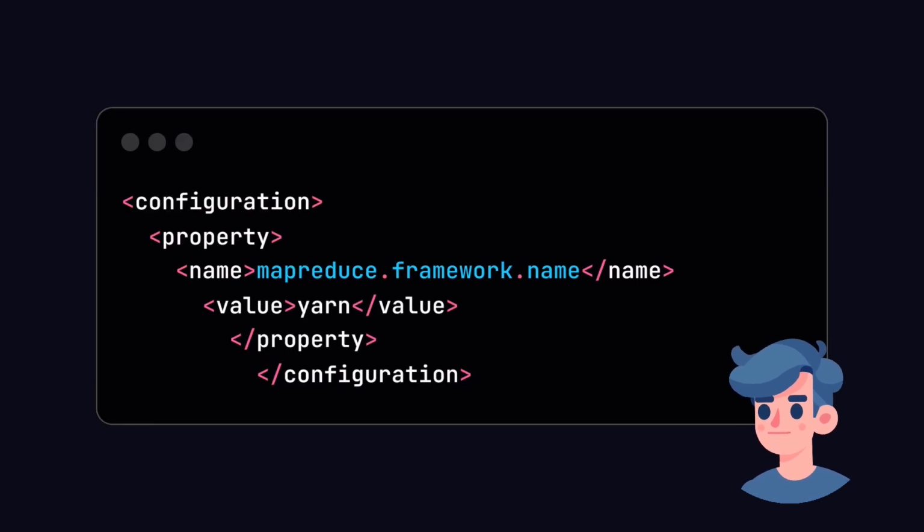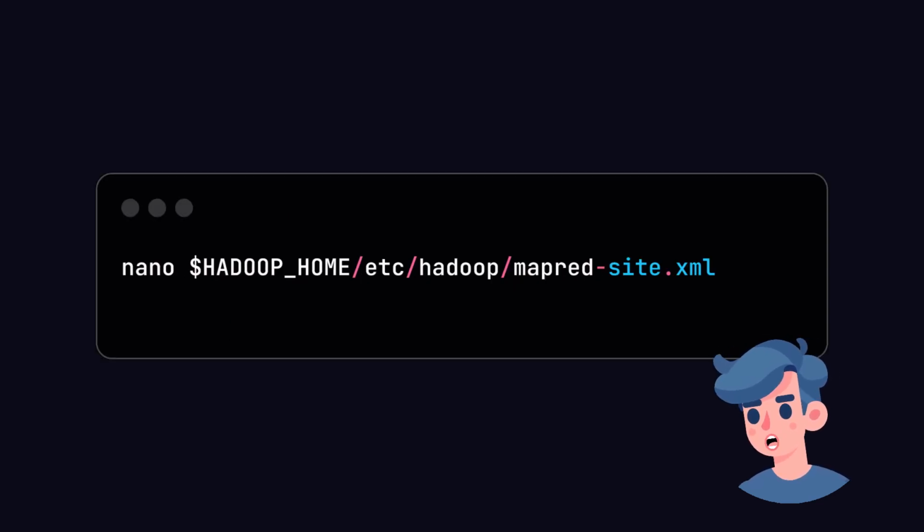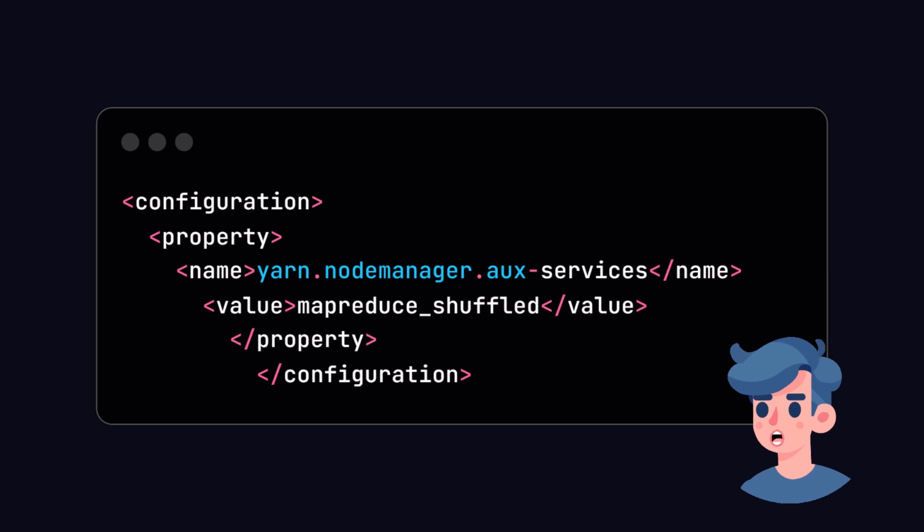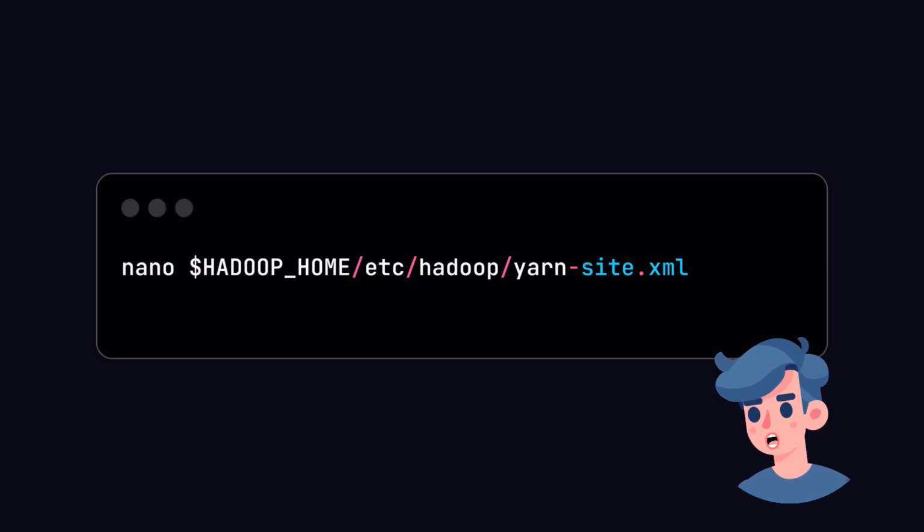Step 6. Configuring mapred-site.xml. This file contains the configuration for the MapReduce framework used by Hadoop. As with the previous configurations, make sure to apply these changes on all nodes. Save the file afterward. Step 7. Configuring yarn-site.xml. The yarn-site.xml file is where you configure the YARN resource manager. Again, reflect these settings on all nodes and ensure it is saved properly.